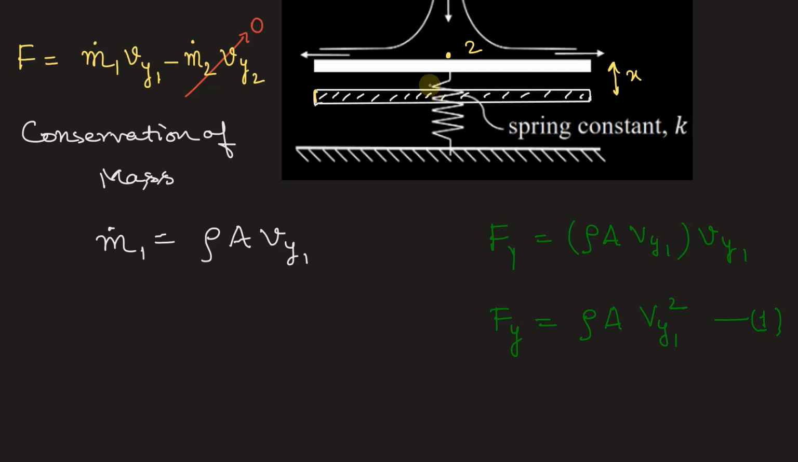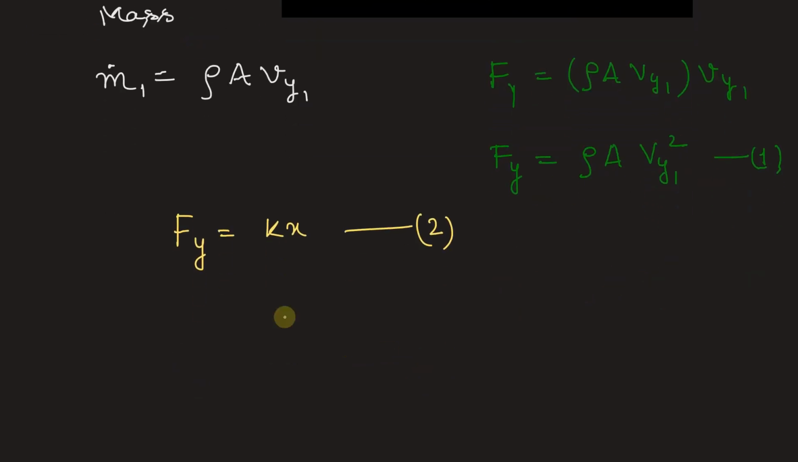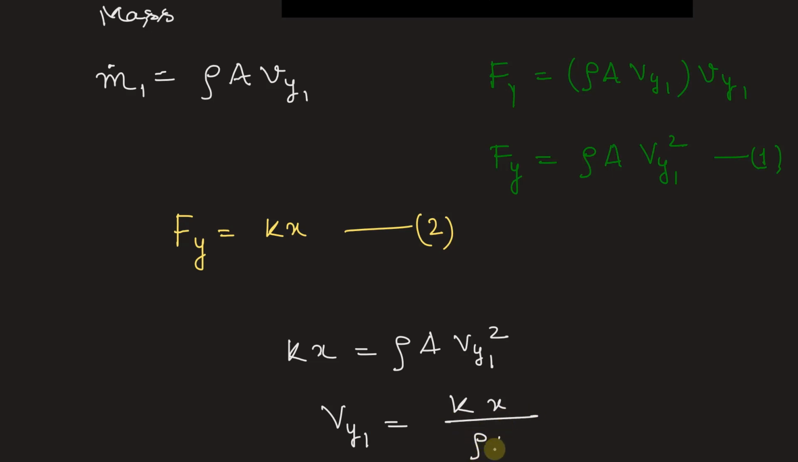Now we have only one force acting in the y direction, Fy, that is the spring force. And spring force Fy can be written as Kx, where K is the spring constant and x is the deflection. So the plate here is moving by a distance x. So let this be equation number 2. So from equation first and second, we can write Kx is equal to rho A Vy1 square. And here we need to find the value of this velocity, Vy1. Okay, so Vy1 will be equal to square root of Kx divided by density into area.